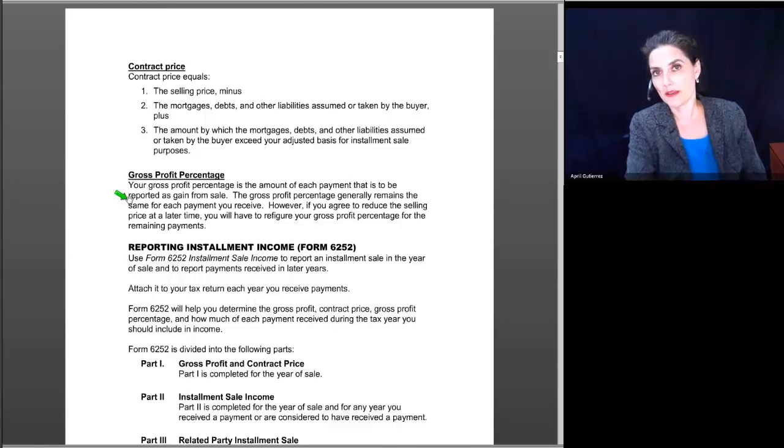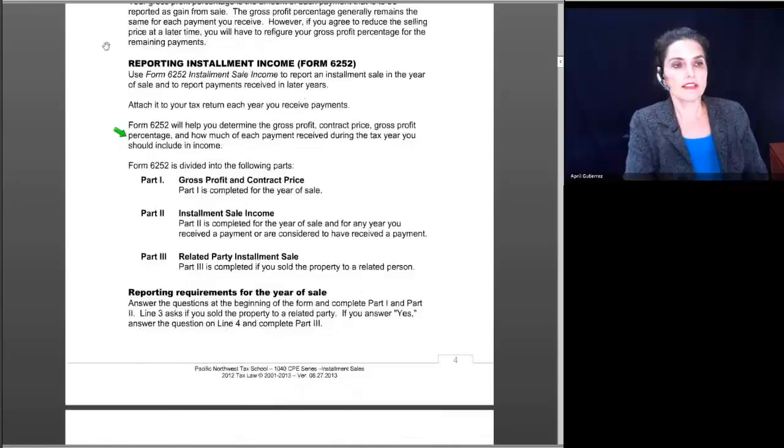And if that were to happen and you agreed to it, then you would have to refigure your gross profit percentage for the remaining payments. Next, let's take a look at how you go about reporting an installment sale. And when you report an installment sale, you use IRS Form 6252.